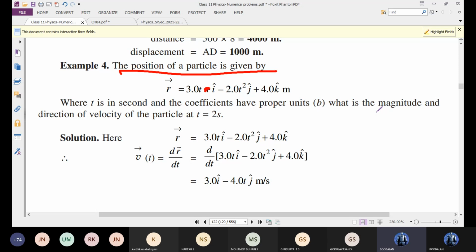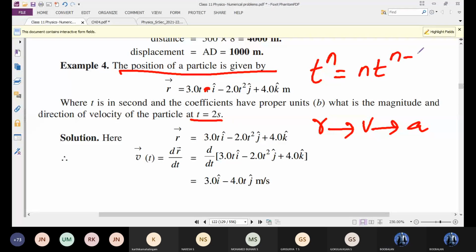What is the magnitude and the direction of velocity of the particle at t equal to 2 seconds? What is the magnitude and the direction of velocity they are asking? So earlier I said position, one time differentiation you will get velocity, two time differentiation you will get acceleration. Differentiation formula: d by dt of t power n is equal to n into t power n minus 1. This is the velocity formula. V is equal to dr by dt.